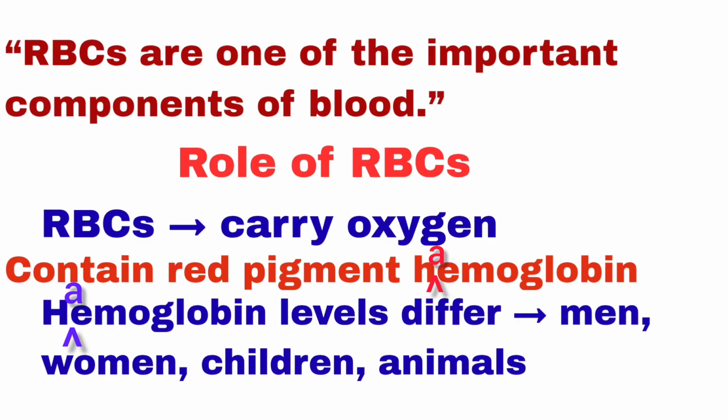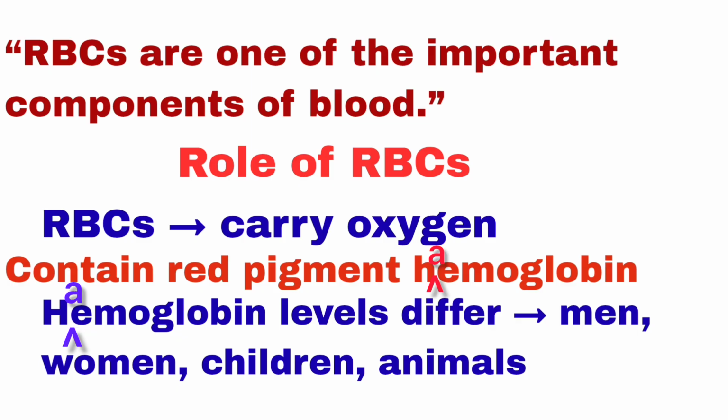Red blood corpuscles or RBCs contain the red pigment called hemoglobin, and this hemoglobin is responsible for carrying oxygen from the lungs to all the tissues of the body. The textbook also gives an activity related to hemoglobin, and it asks us to find out the normal hemoglobin levels in men, women, in children and adults, and even in animals like cows, buffaloes and calves. And you will find that the hemoglobin content is not the same in all cases, and these differences are related to age, sex and the body's needs.